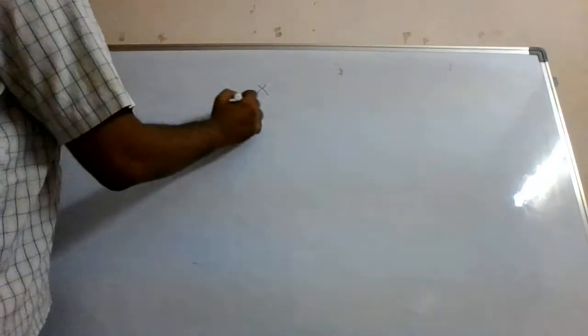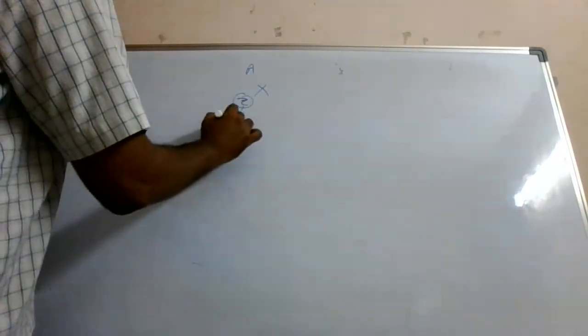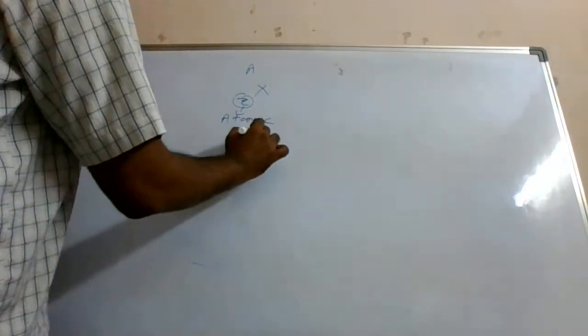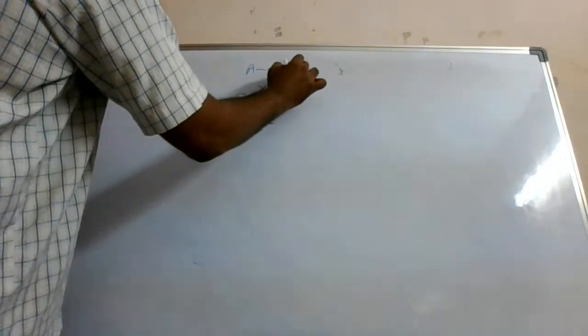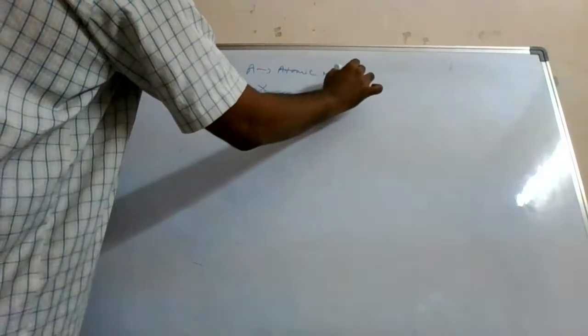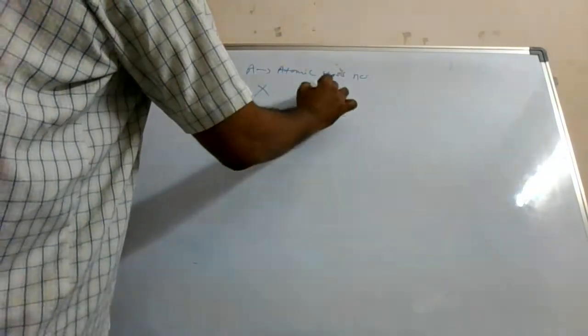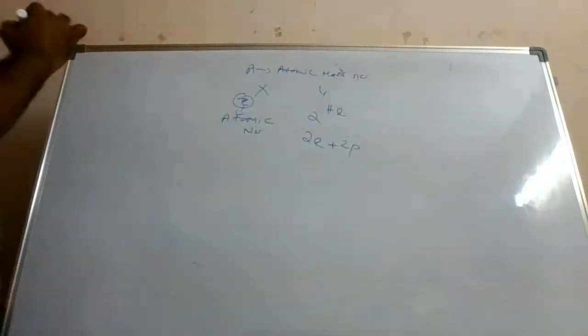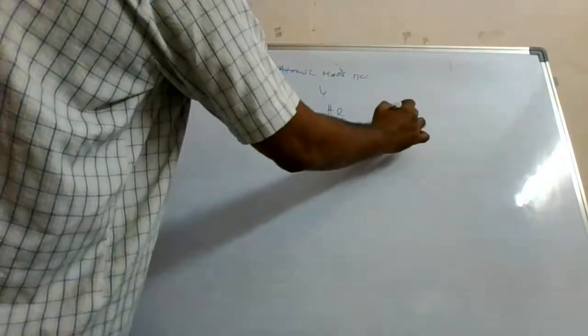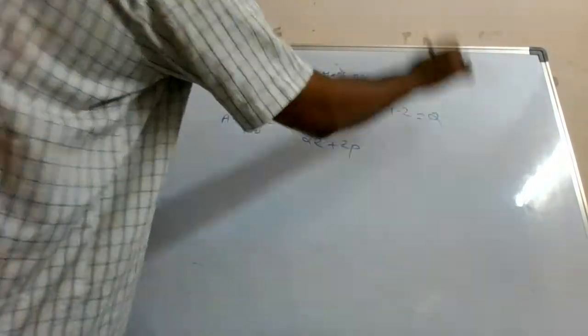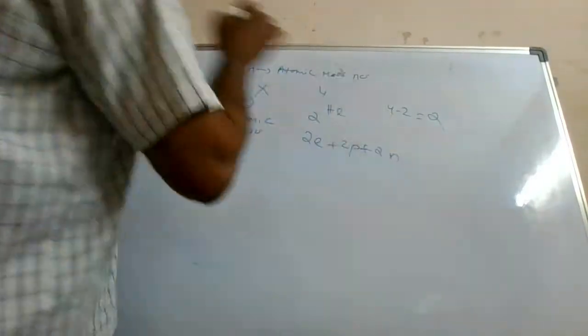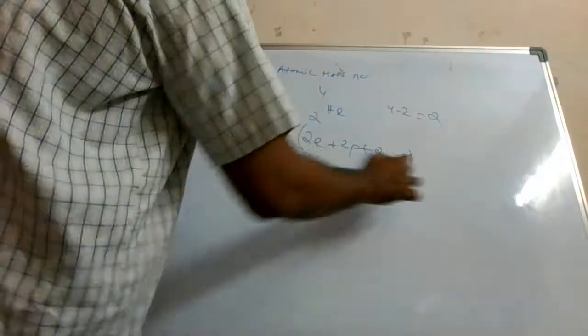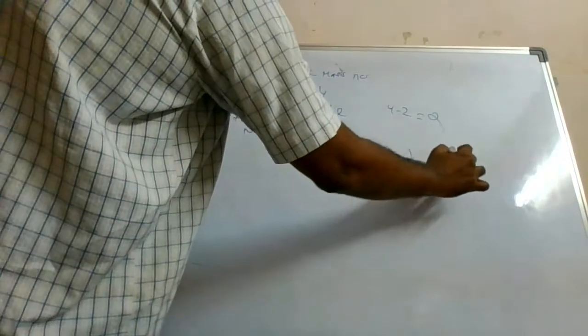Any atom is denoted like this. So this is our atomic number and this is our atomic mass number. So if I am writing 2He4, it has got 2 electrons plus 2 protons and how many neutrons? 4 minus 2, so it is 2 neutrons. So if you consider the masses of these, I will get the mass of helium.